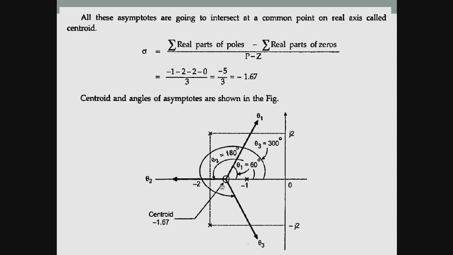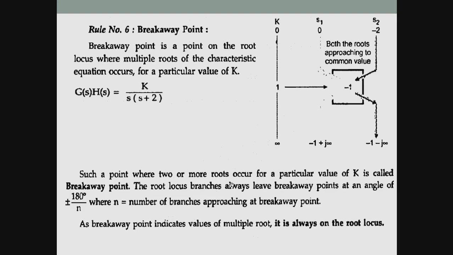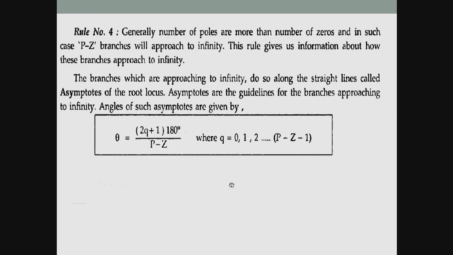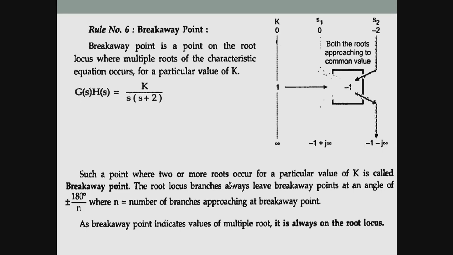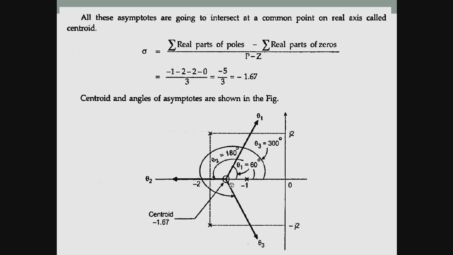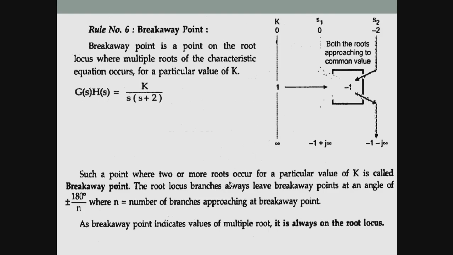So this is how the angles are being drawn. We take the centroid value as minus 1.67, and from this value your asymptotes move. One is from 60 degrees, the other is from 180 degrees, and the other is from 300 degrees. So this is how the asymptotes move. Yeah, I forgot to add the fifth rule there, which is getting the centroid.